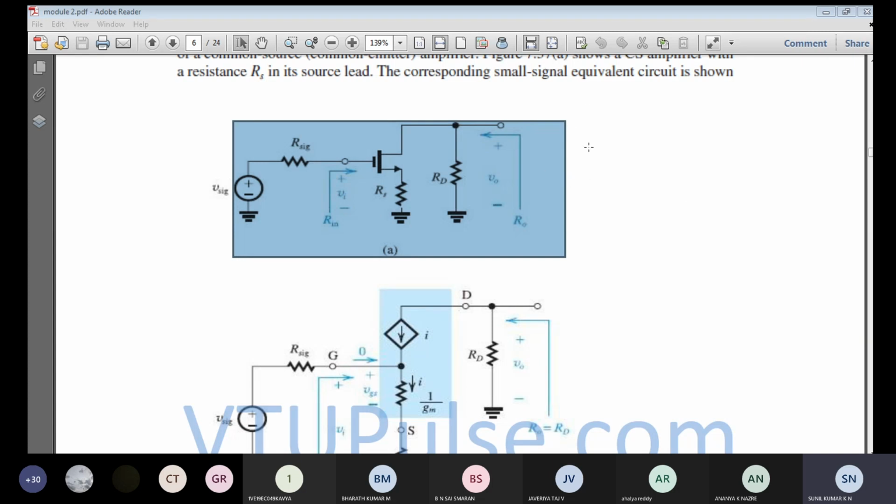From this I am just making a connection of this node X point to this one, and making sure that there is no gate current. So there is no gate current, and the gate current is not going to be changed.